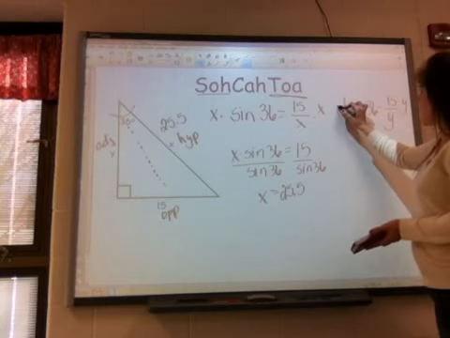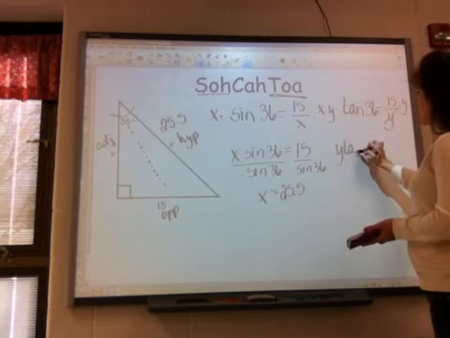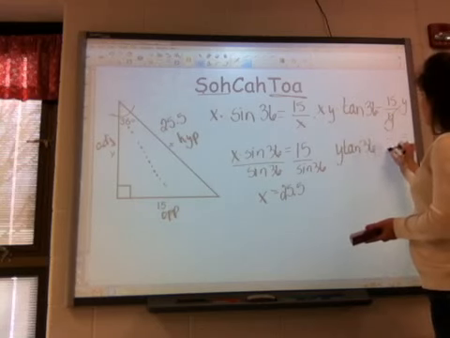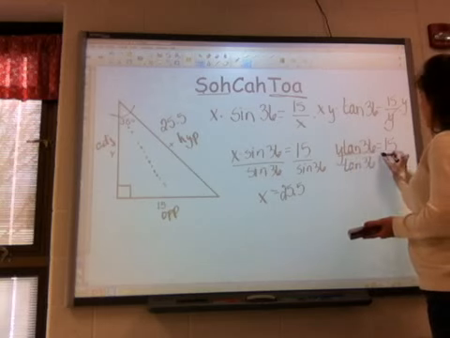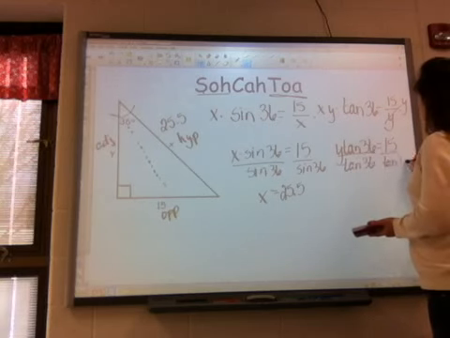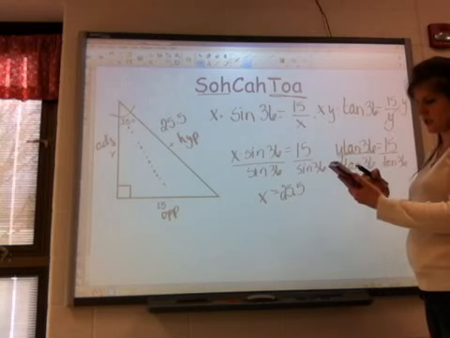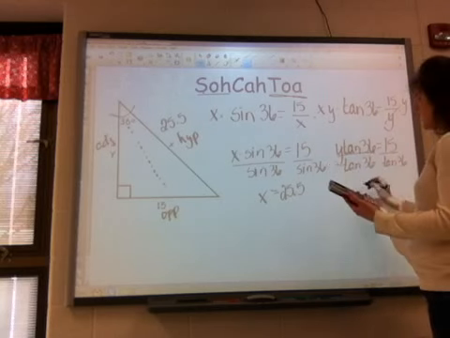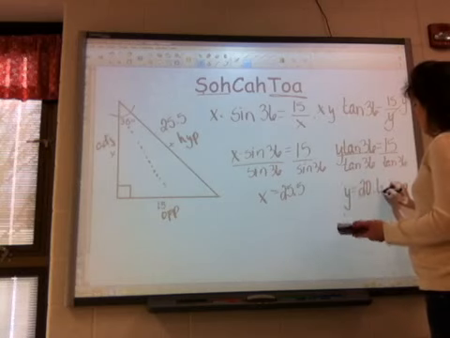Multiply both sides by y to get that up out of the denominator. Y tangent 36 equals 15. Divide both sides by tangent 36. 15 divided by tangent 36 is 20.64. So I'm going to round down again, 20.6.